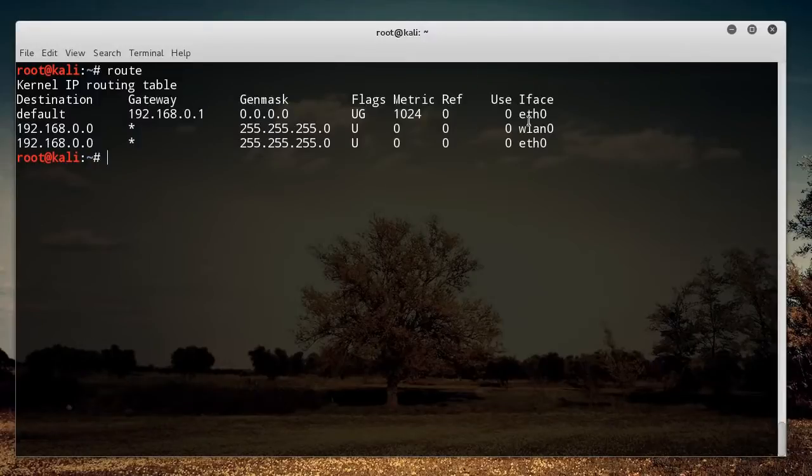Now, the other really important one is this iFace, which is interface. And this is just if you have a bunch of different NICs on your computer. I have this one, which is my Ethernet one, and this one is my wireless one. So I'm sure you guys know all about that already.